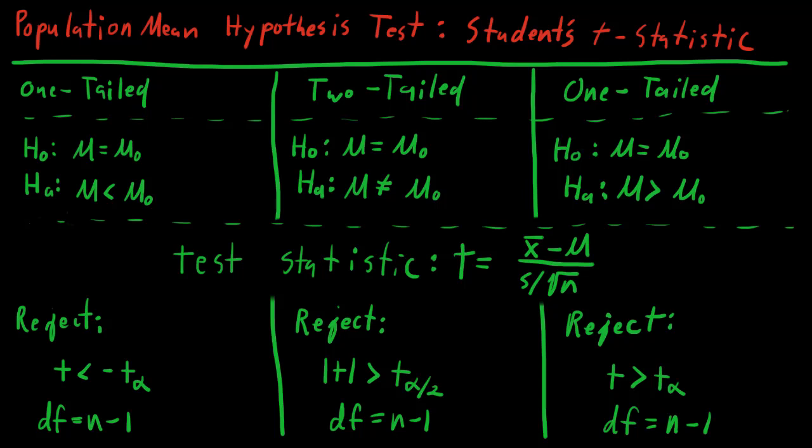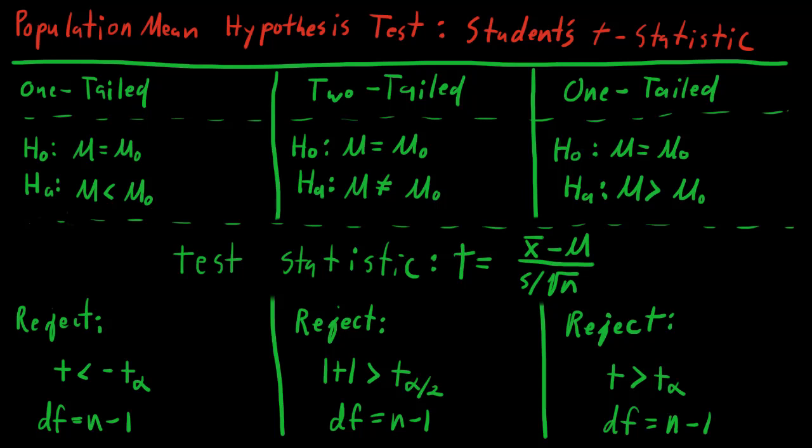And then for the one-tailed test, we have two options. For the null hypothesis, for both of them, we have mu is equal to mu naught. And then for the alternative hypothesis, we have mu is less than mu naught for the extreme left side, and mu is greater than mu naught for the extreme right side. And we're just going to stick to one of those, and you can interpolate to the other one.